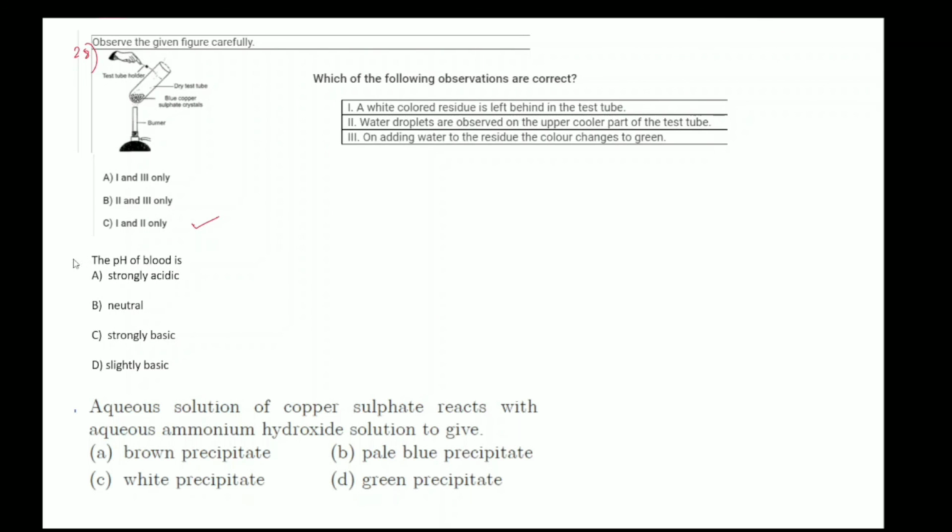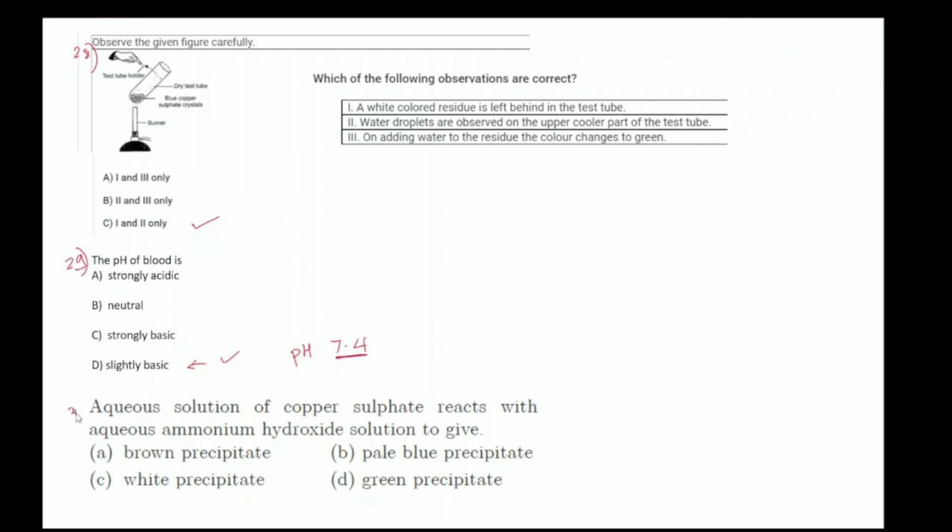Okay. Next one we have question number 29. The pH of blood is strongly acidic, neutral, strongly basic, or slightly basic. Blood has a pH of approximately 7.4, above 7. So it is slightly basic, not very basic. The approximate value of pH of blood is 7.4, so it is slightly basic.